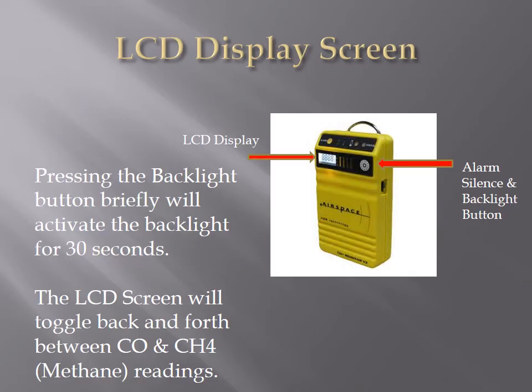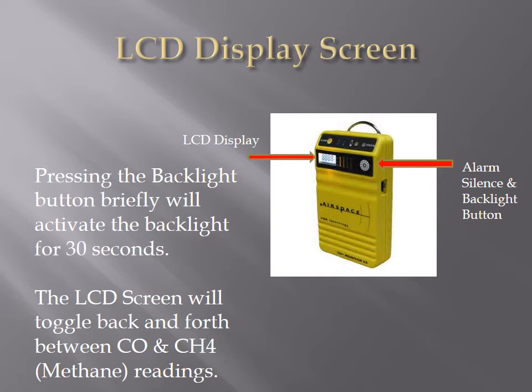All right, let's look at the LCD display screen. As you look at the front of the monitor, on the upper left-hand side, you're going to see an LCD display screen. If you go straight across towards the right side of the instrument, you're going to see a button called the alarm silence and backlight button. If you press this button briefly, it's going to activate a backlight for 30 seconds, and that'll be important, obviously, in a low light condition where you need to see what that digital readout is.